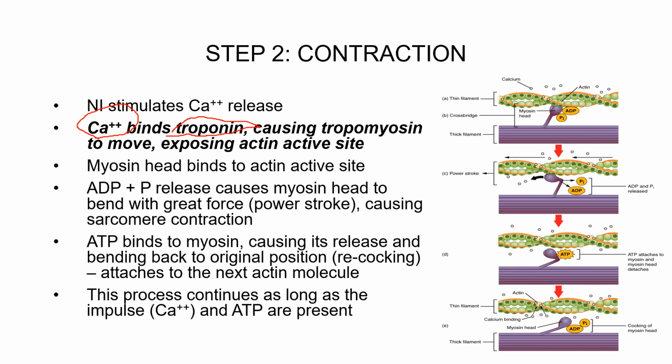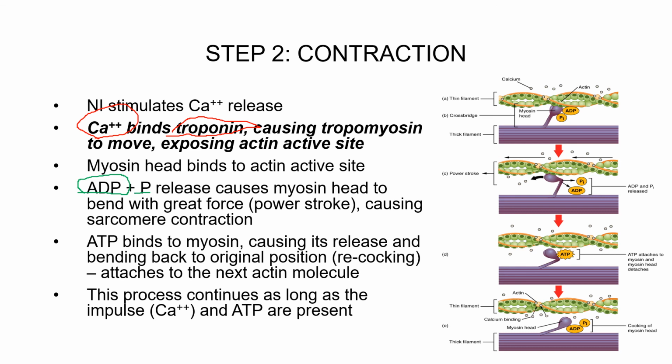Now, once again, this only happens with the help of ATP. So we get the byproducts, the building blocks of ATP, if you will, the substrates, which is ADP, adenosine diphosphate, which is just adenosine and then 2 phosphate groups. And then we add the third one to make ATP. But with the help of those two, they release the myosin head to bend and cause this sarcomere contraction.